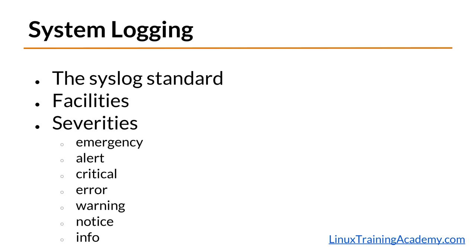The syslog standard uses facilities and severities to categorize messages. Facilities are used to indicate what type of program or what part of the system the message originated from. For example, messages that are labeled with a kern facility originate from the Linux kernel. Severities are used to categorize messages based on their urgency. The severities are emergency, alert, critical, error, warning, notice, and info.